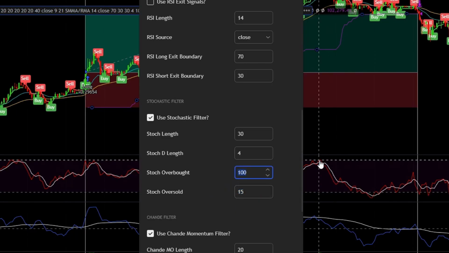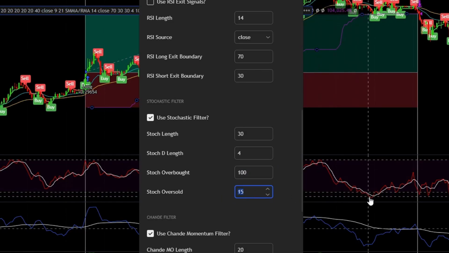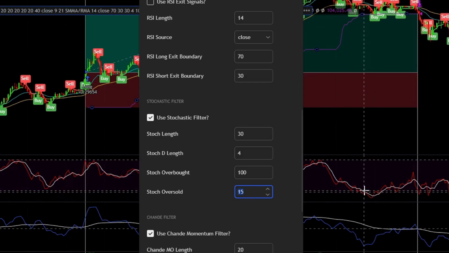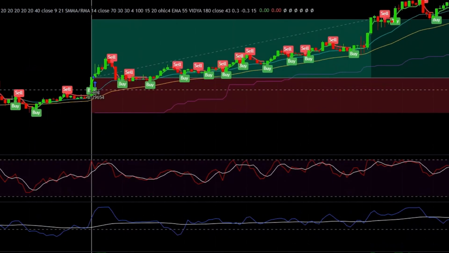So if the stochastic line is at 100 level, so at its max level, we can't enter into long positions. And if the stochastic line is under the 15 level, which is here, we can't enter short positions. So anywhere here, we couldn't have entered into a short. What about this entry? Let's take a look.